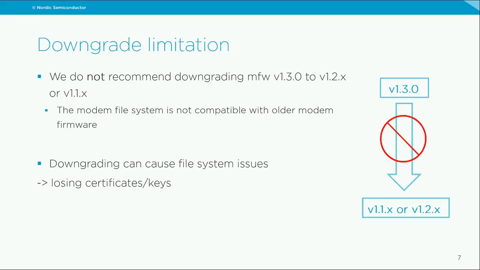And we also have a downgrade limitation with this modem firmware. So we do not recommend to downgrade from 1.3.0 to either 1.2.x or 1.1.x. This is because there is a modem file system that's a bit different, so it's not compatible with older modem firmware. That means if you downgrade, you can cause file system issues like losing certificates and keys. So we do not recommend this. So if you're going to develop using an older modem firmware and modem firmware 1.3.0, we recommend that you have dedicated hardware running with the specific versions, so you can develop in parallel.